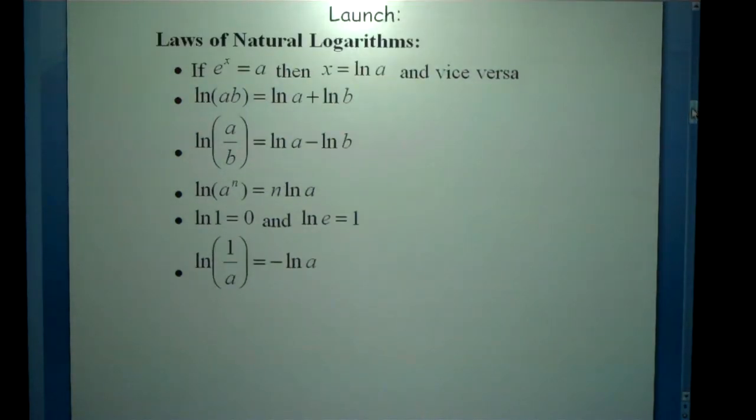So what I've got up on the screen right now for our launch is just some properties of natural logs, just a review. Natural log is nothing more than log base e, and you can pause the video and write these in your notes. Ideally you've had these before. This is going to help you a little bit on the homework if you can remember some of these properties.